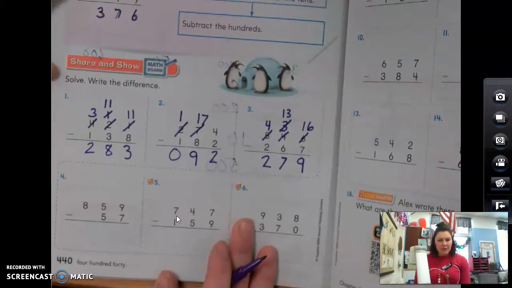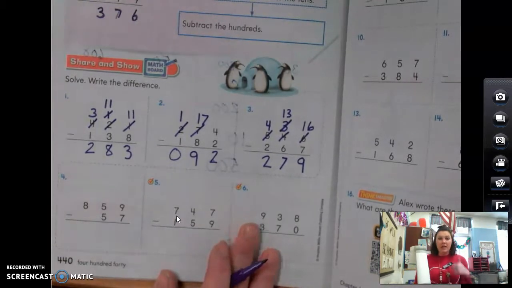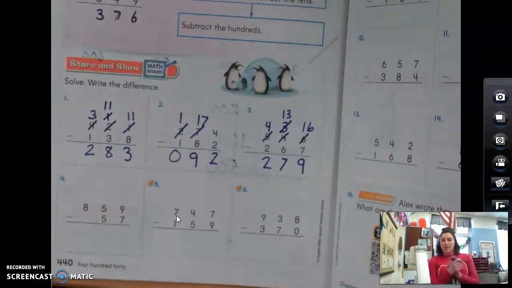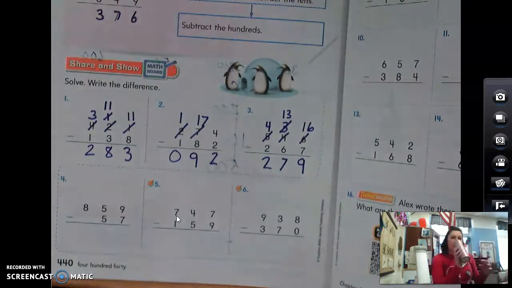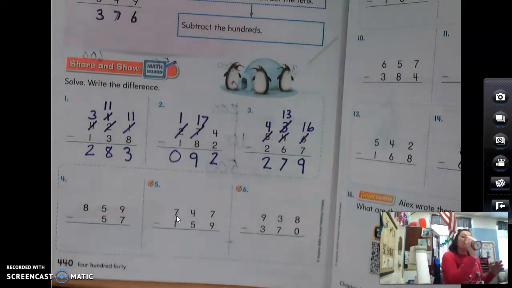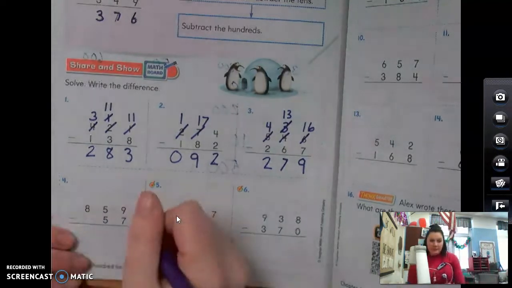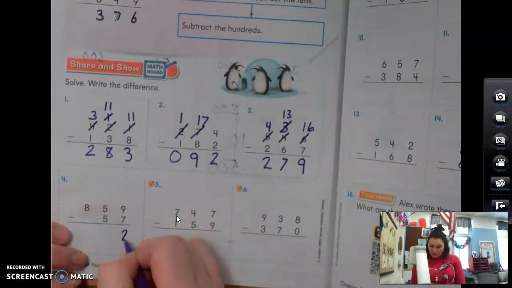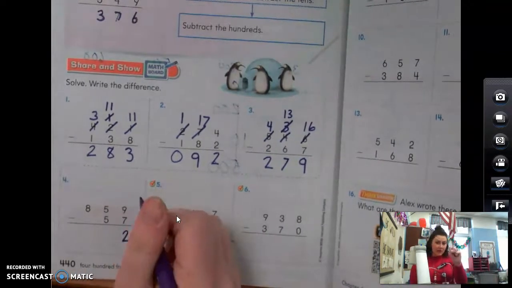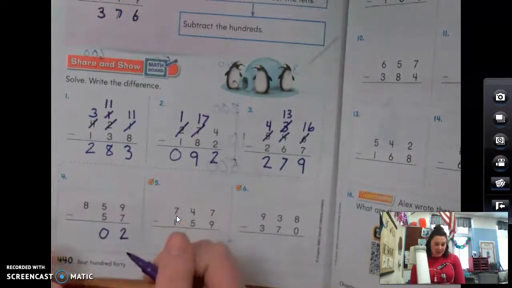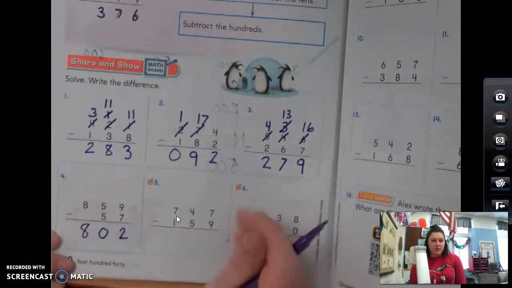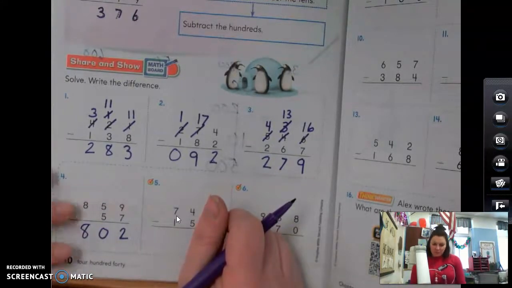All right, number 4 looks like there's no regrouping in number 4. So go ahead and do that. I'll give you a couple seconds here to do number 4. All right, 9 minus 7, what'd you get? 2. 5, take away 5 is 0. And then 8 minus nothing would be 8. 802 is the answer there.